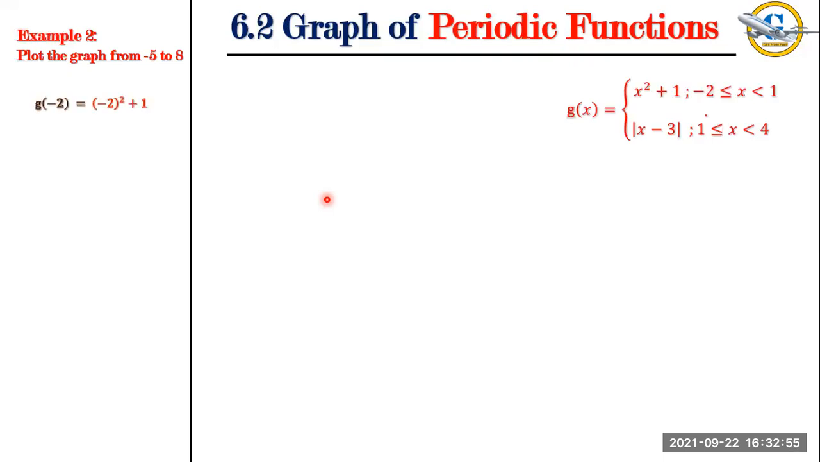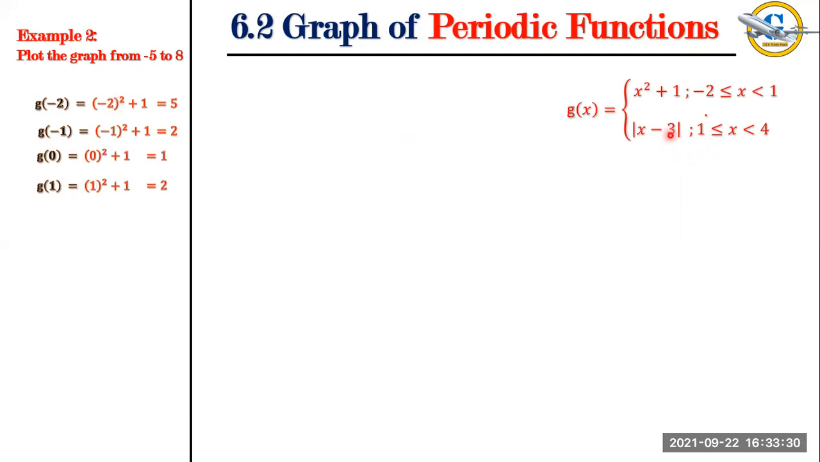So we have this function g of x defined as x squared plus 1 from -2 to 1, and |x - 3| from 1 to 4. And I want us to sketch this periodic function. Looking at the first part, when x equals -2, we have -2 squared plus 1, which is 5. When x is -1, -1 squared plus 1 is 2. When x equals 0, 0 squared plus 1 is 1. And when x equals 1, 1 squared plus 1 is 2.